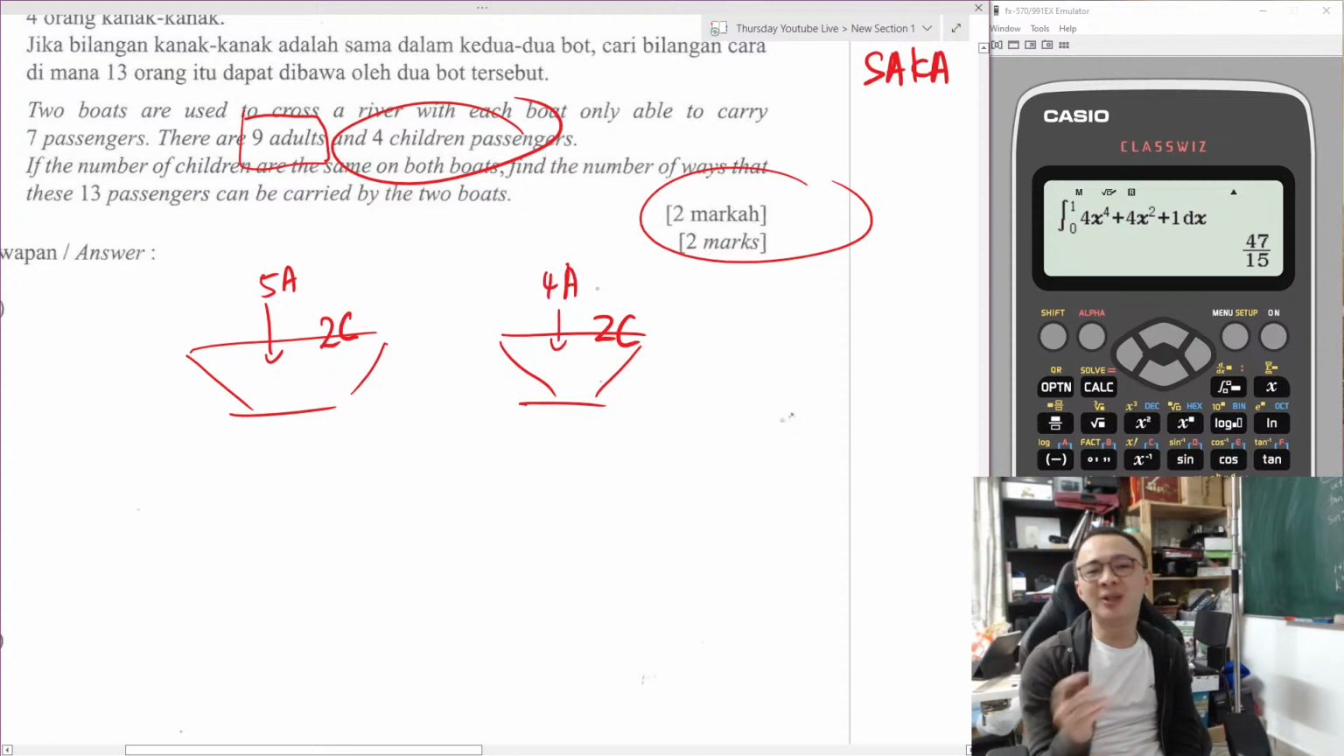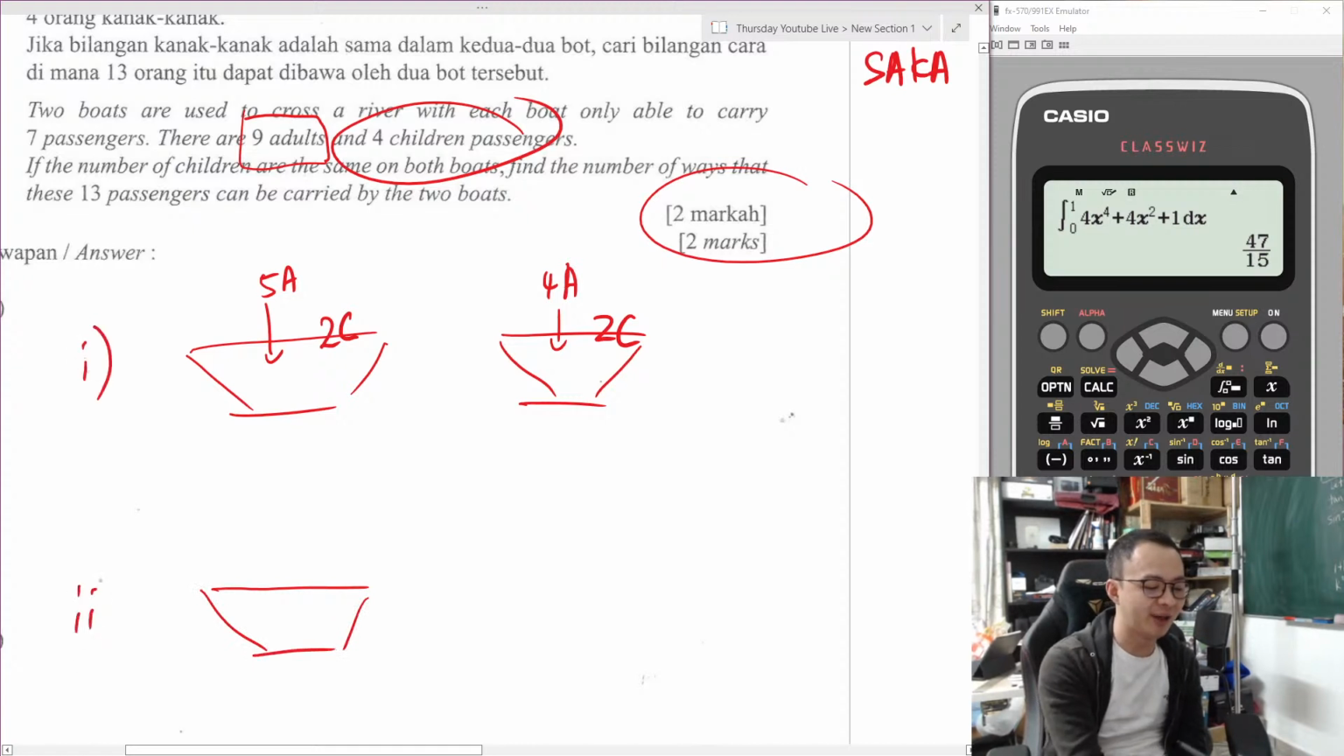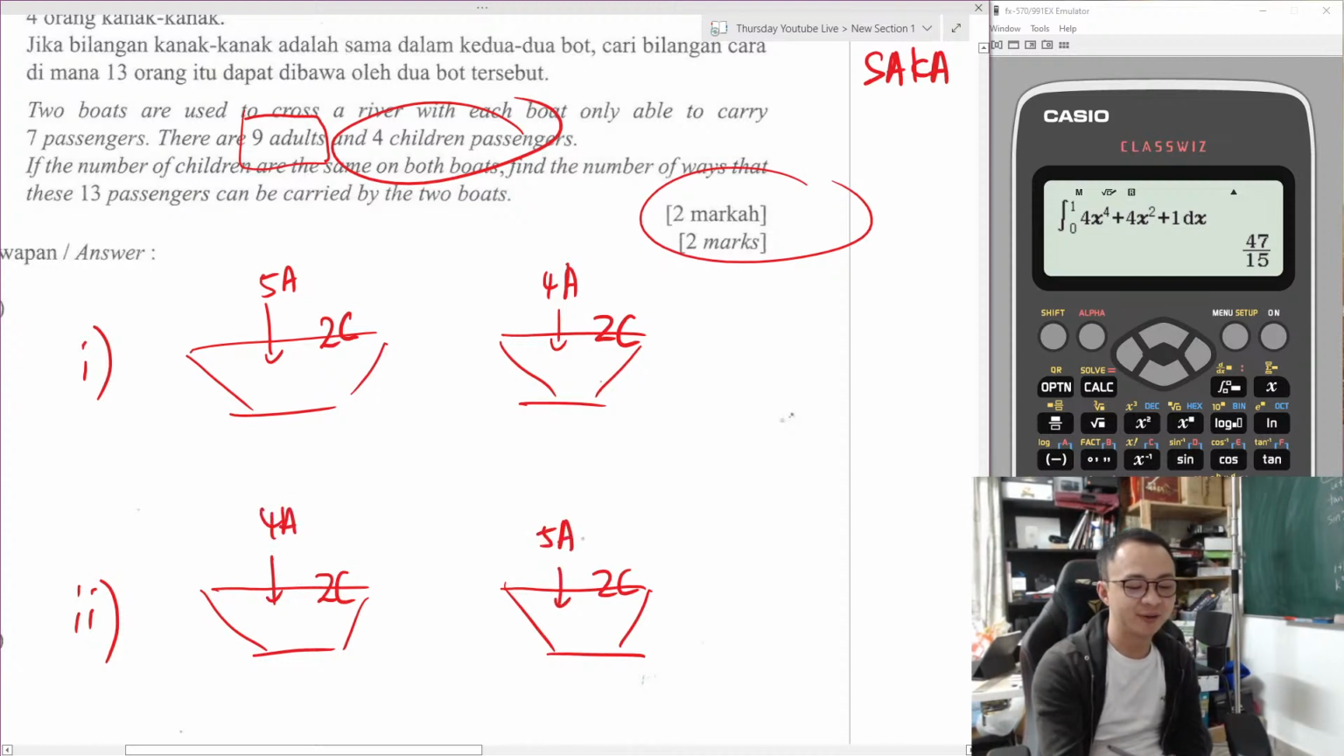But is that the only way you can cross the river? No. This is method number 1. This is method number 2. Method number 2 is still the same. I put the 2 children here. But the first time, I can put about 4 adults here and 5 adults after.